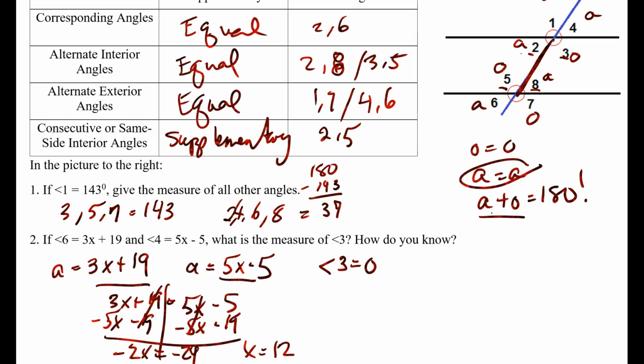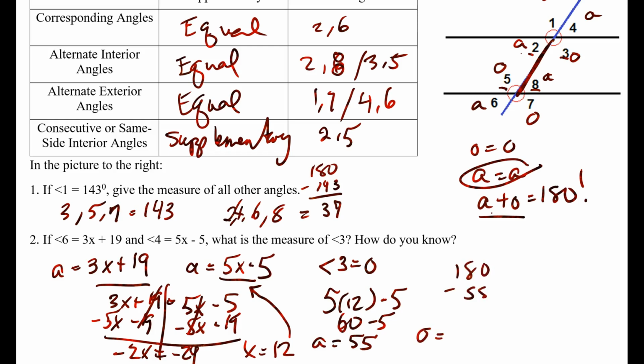All right, so if they give me A, 5 times 12 minus 5 is going to give me the measure of this. It doesn't matter which equation you put them into because they're equal. So 5 times 12 is 60. 60 minus 5 is 55. So if the A is 55, then the O has to be 180 minus 55, which is going to give us 125. All right, so angle 3 is 125. So that's the first part.